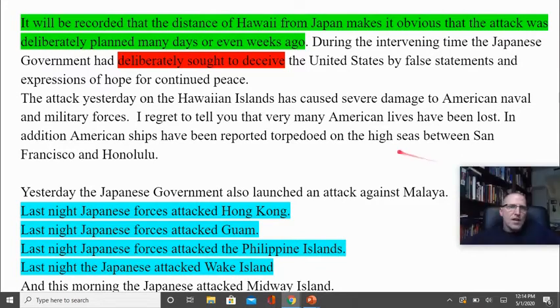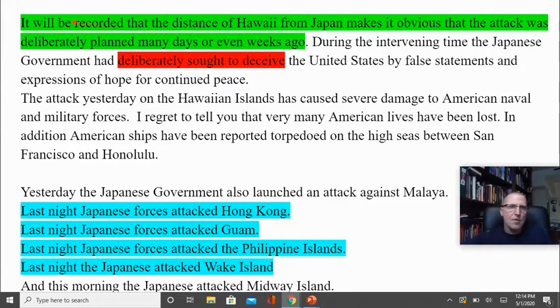Here we go. So his speech continues on. It will be recorded that the distance of Hawaii from Japan makes it obvious that the attack was deliberately planned many days or even weeks ago. During the intervening time, the Japanese government had deliberately sought to deceive the United States by false statements and expressions of hope for continued peace.